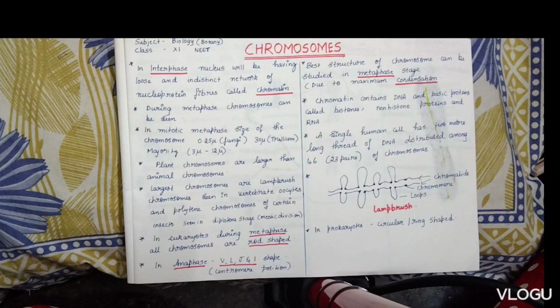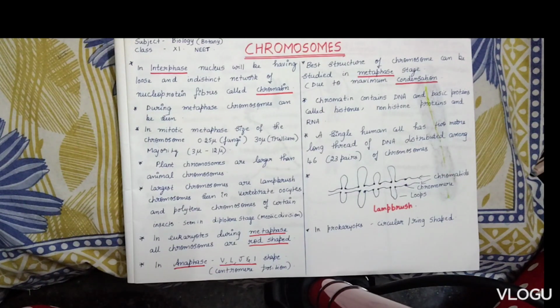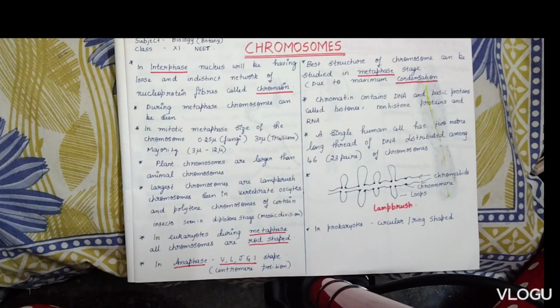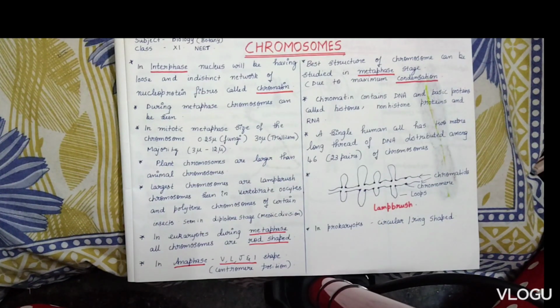Inside the nucleus, when it is in interphase, we don't call it chromosomes because it is not present as the structure of a chromosome. It is present as thin thread-like fibers made up of nucleoproteins. We call it chromatin. So we don't call it chromosome, we call it chromatin.